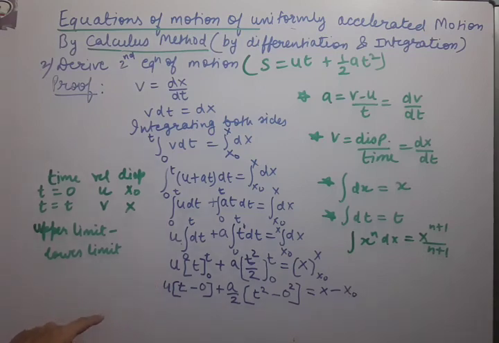These are the limits. Now let us solve for the final answer. Here only ut we are getting because the other term is 0. So u into t, ut. Here 0 square is 0, so only t square is coming. So a t square by 2 is coming. And here this term, x minus x0: final displacement minus initial displacement, we call it S, the net displacement. So this way we have obtained our final answer, the second equation of motion.